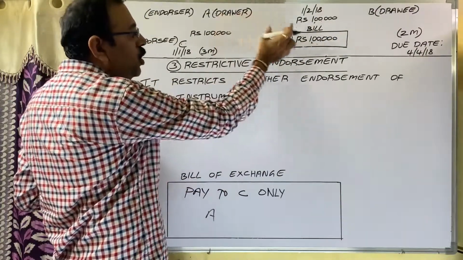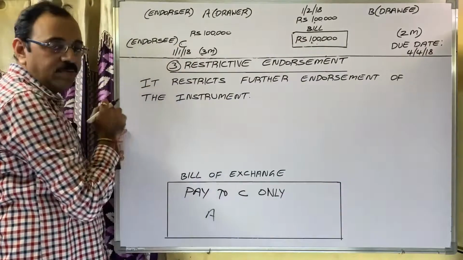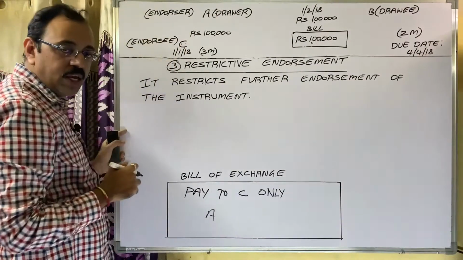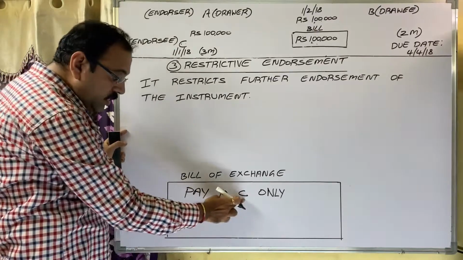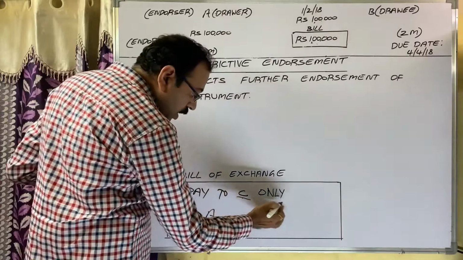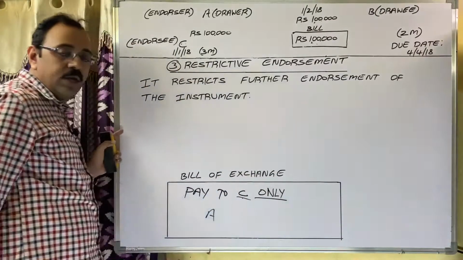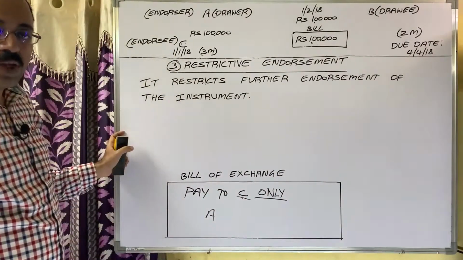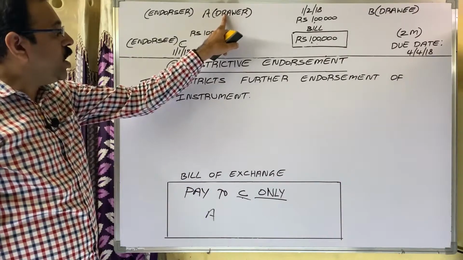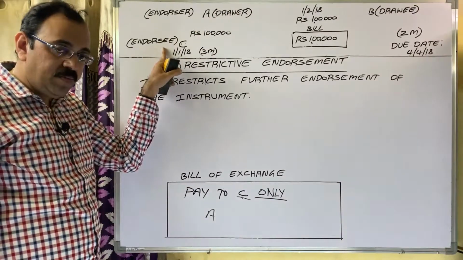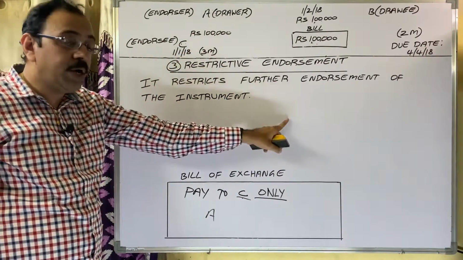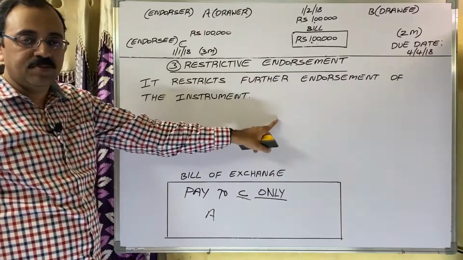Now A wants to endorse this bill to C. So A is the endorser, C is the endorsee. A is writing C's name, and along with that A added one word, that is "only". So what is the meaning of this? A is endorsing that bill to C, but C cannot endorse that bill to any other person.